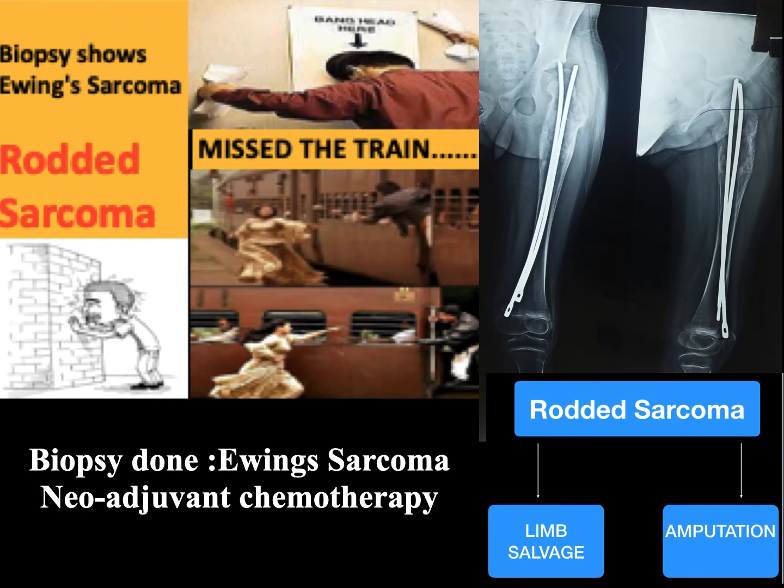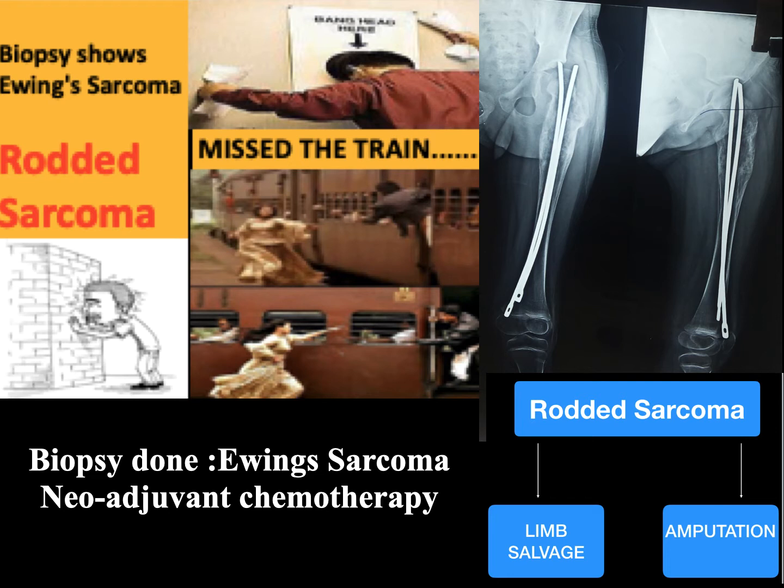So this is a classical case of a whoops sarcoma. This is an image from another Indian movie, DDLJ, where Kajol has missed the train and was unable to catch Shah Rukh Khan. So you have to bang your head because it's a case of whoops sarcoma. Whoops sarcoma means a case of sarcoma where it was thought to be a benign tumor and some intervention was performed in the form of nailing or plating without getting into the diagnosis.